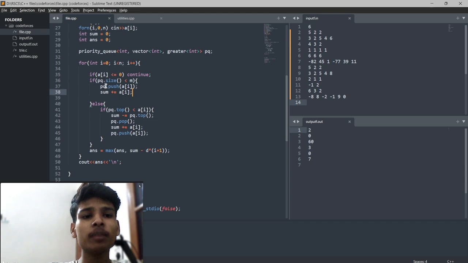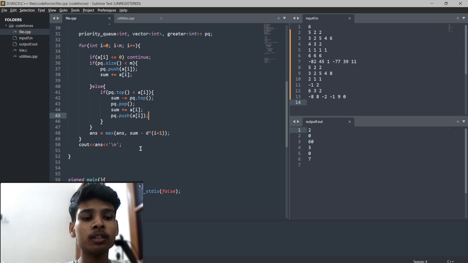But if my priority queue size is equal to m, then I check if my smallest element is smaller than my current value. If so, I pop the smallest one, decrease my sum accordingly, and add the current value because it is greater than my smallest value. Because at all times I am trying to take the maximum values. Then I push it into my priority queue.